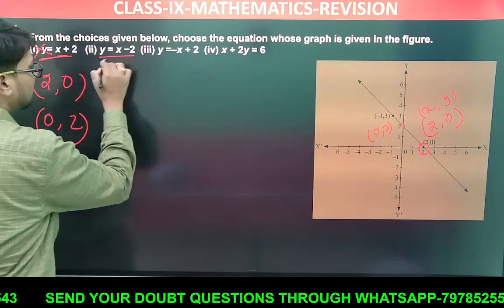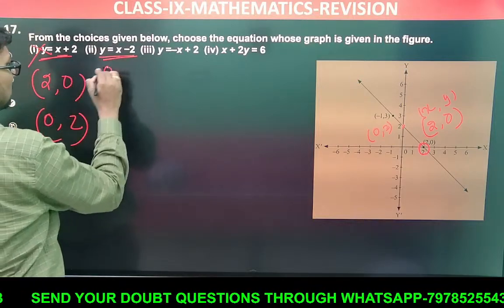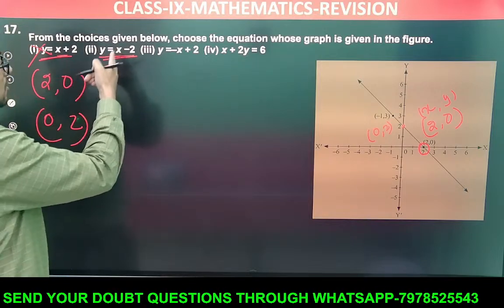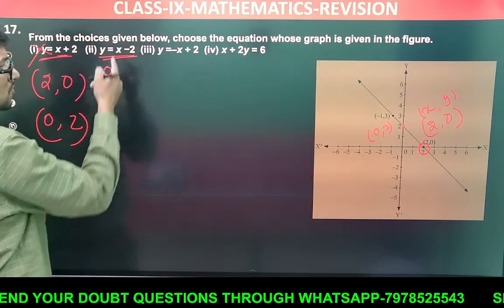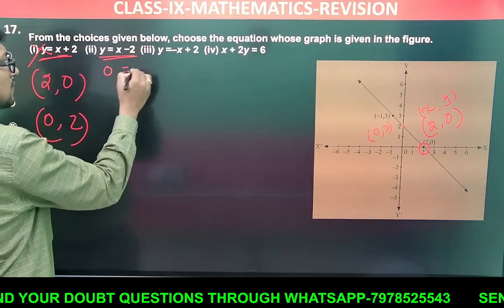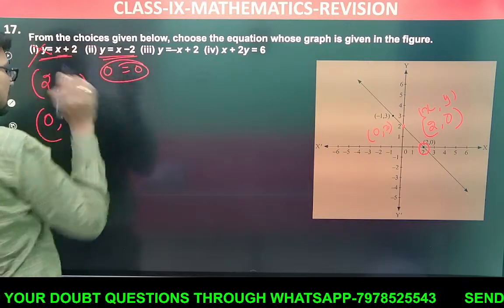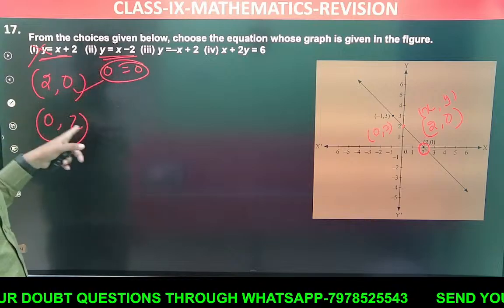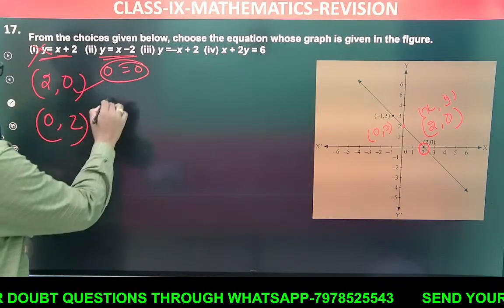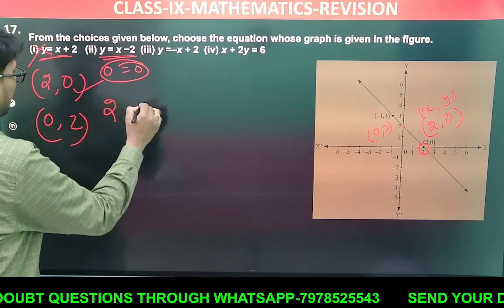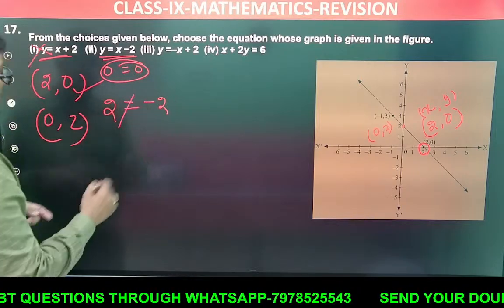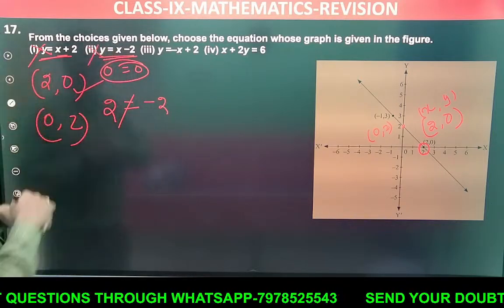Let us come to here. Y is 0, LHS is 0, RHS is x minus 2, x is 2, so 2 minus 2 is 0. LHS equals RHS. So it is satisfying the first point. Let us move to the second point. Here x is 0, y is plus 2, and 0 minus 2 is minus 2. Do you think these two are equal? No. So therefore this is not our answer.